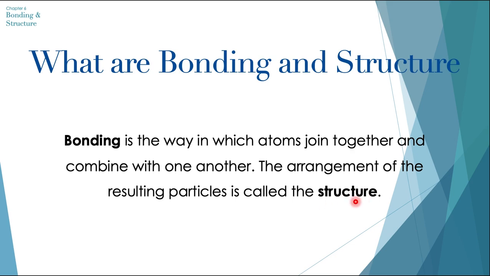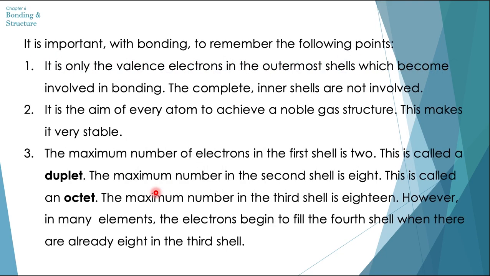So remember, I even said in the previous chapter that valence electrons play a very important part in bonding. And we're going to see why and how valence electrons cause atoms to bond. But before that, it is very important with bonding to remember these points. Firstly, it is only the valence electrons in the outermost shells which become involved in bonding. The complete inner shells are not involved, only the valence electrons. The inner shells are not involved because they are complete. I've said this in the previous chapter.